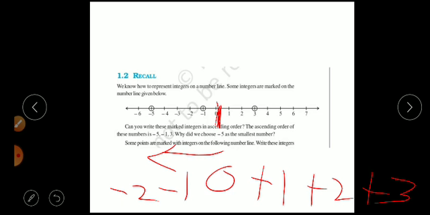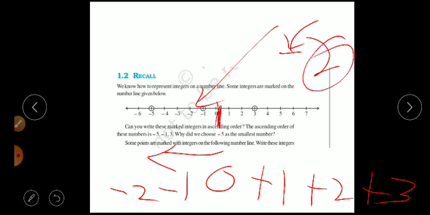So this -1, having a negative sign in front of 1, is called a negative integer. -2, this negative sign is in front of 2, so this is also a negative integer. Similarly, -3 is a negative integer, -4 is a negative integer, -5 and -6. Similarly, these 1, 2, 3, 4, 5, 6 are called positive integers.